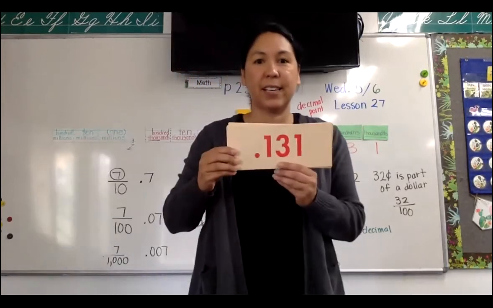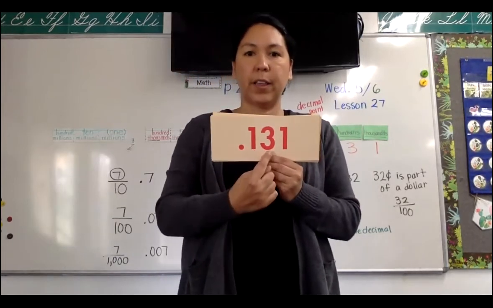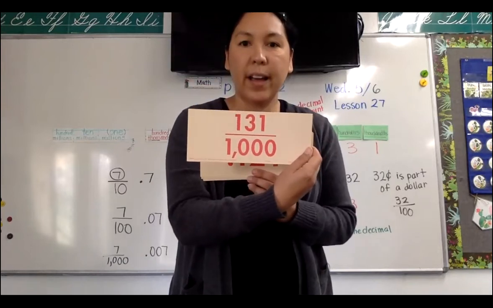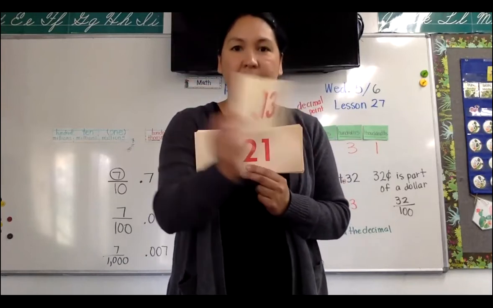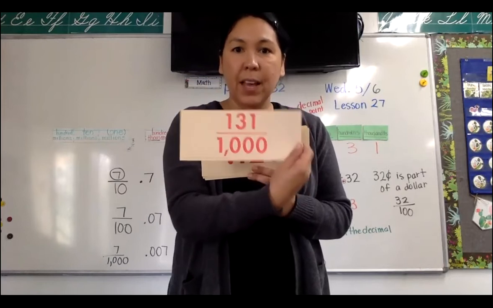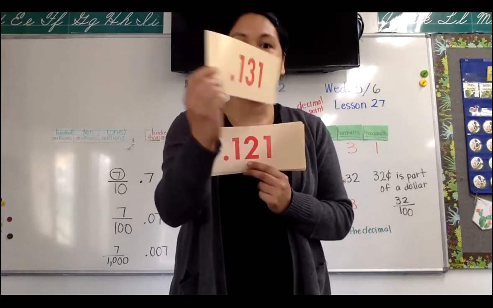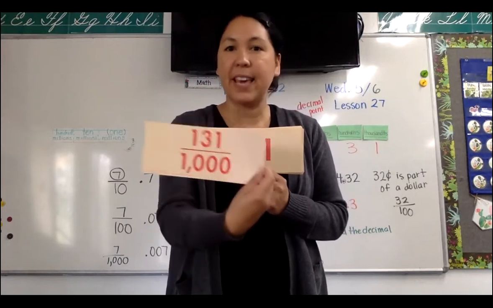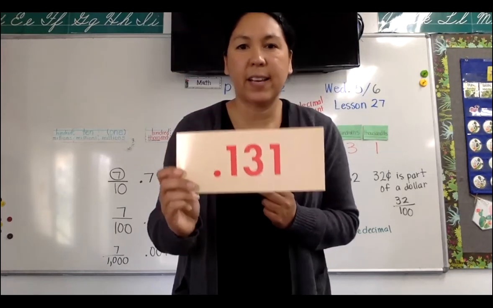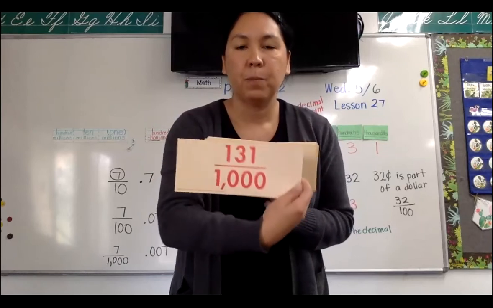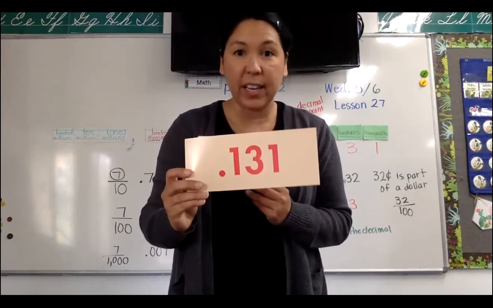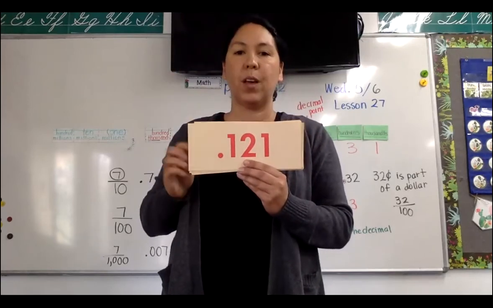Okay, so this is 131 thousandths. And look, 131 thousandths. These are the same. This fraction is exactly equal to this decimal. Okay, they mean the exact same thing. So if I said, which one's bigger, this side or this side? You would say, Miss Roach, they're the same. These are equal.